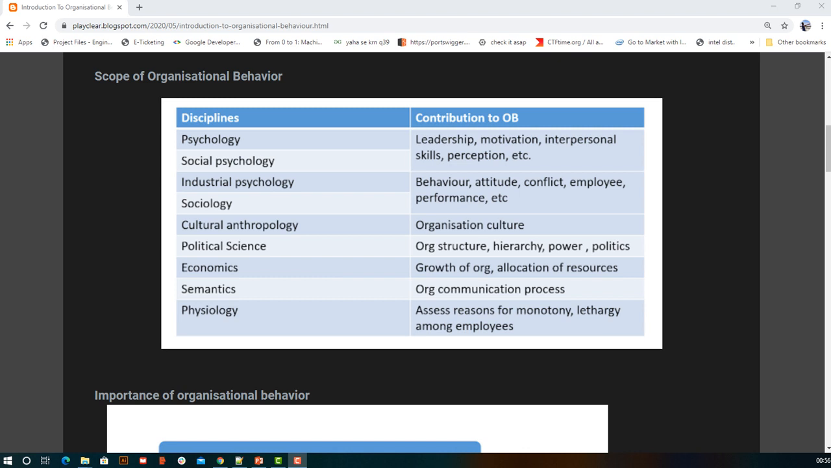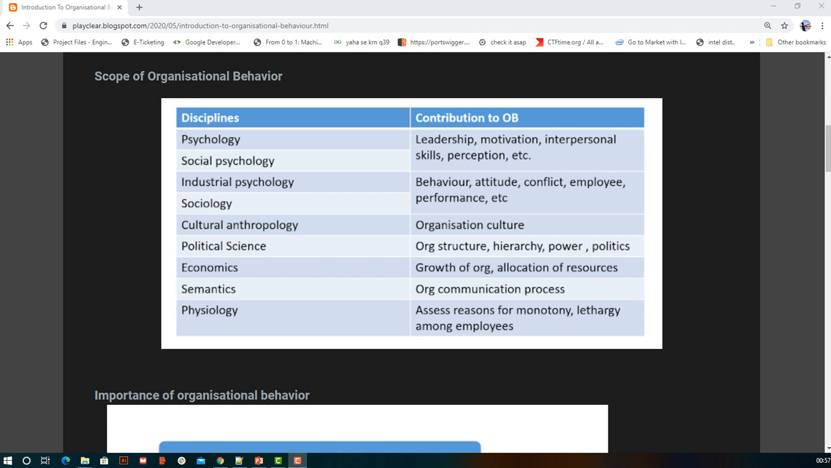Now, social psychology is how a person behaves when he is with, suppose, a group of one kind of people: who his friends are, how he behaves when he is with his friends, how he behaves when he is with his colleagues, formal or informal, how he behaves when he is with his family. That comes under social psychology.